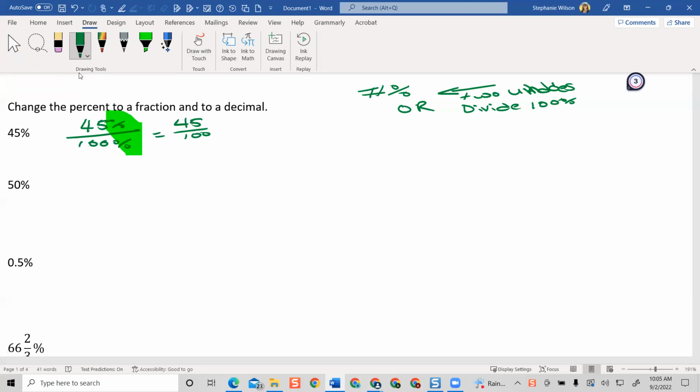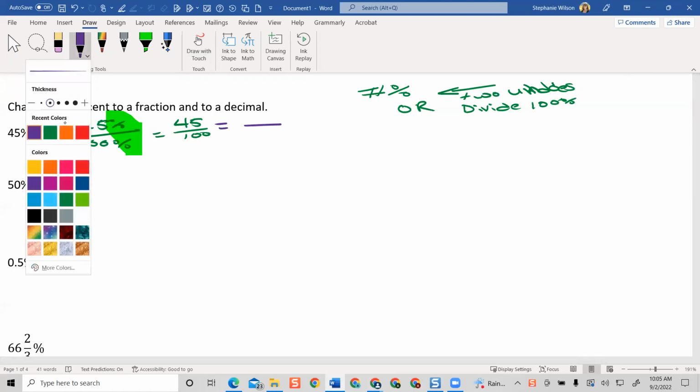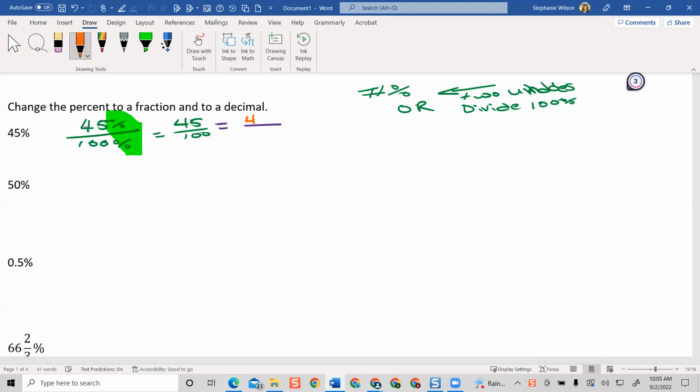Okay, now I cannot say this is my final answer because we can reduce it, and you always want to reduce it to simplest form. So what I see is it reduces by 5. We know that it's 5 times 9. Whoops, I wrote a 4. Let me write the 5 right quick. I just saw the 45 and I was thinking the 4, but it's 5. And then 5 times 20. So now I can reduce this by 5, right? And leaves me with 9 20s. This is my fraction.